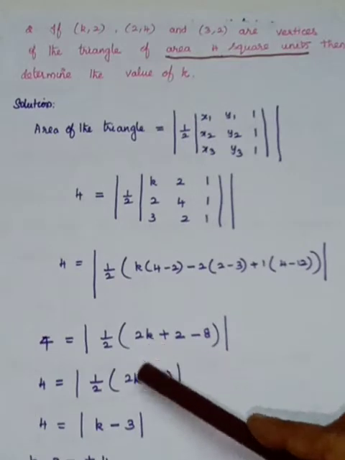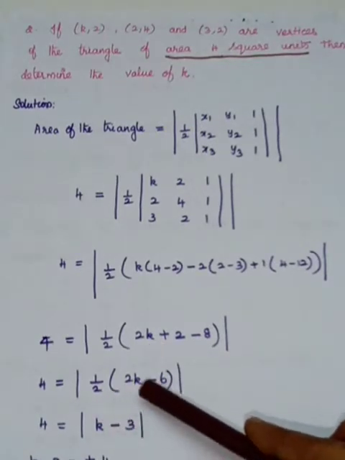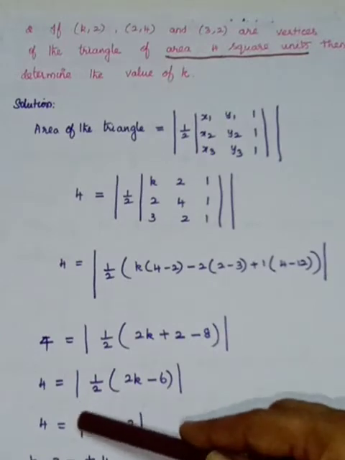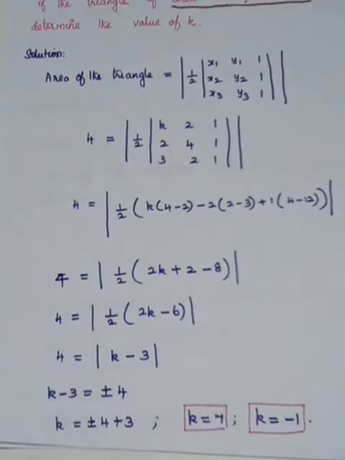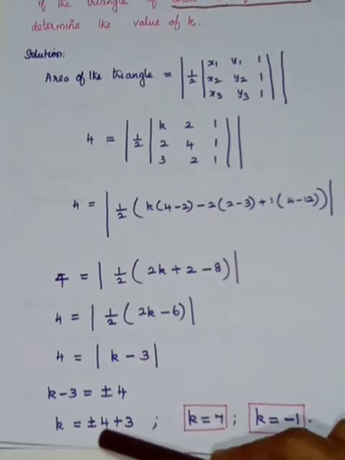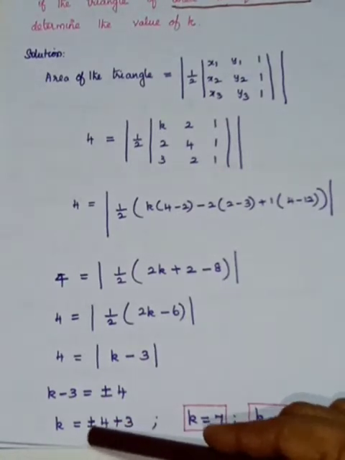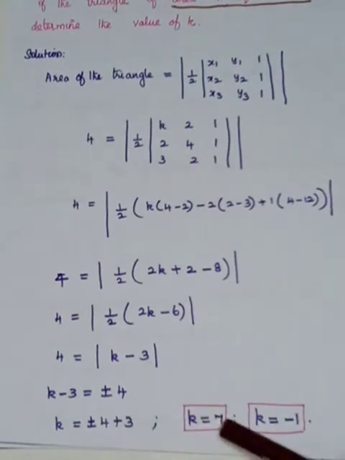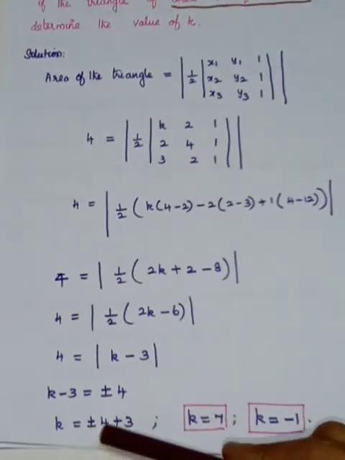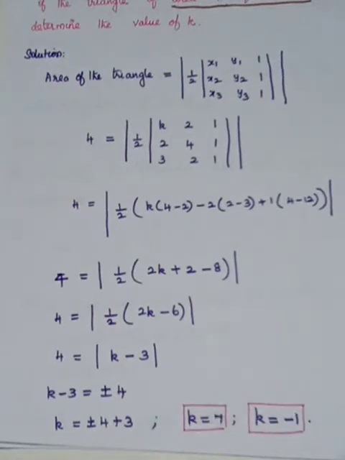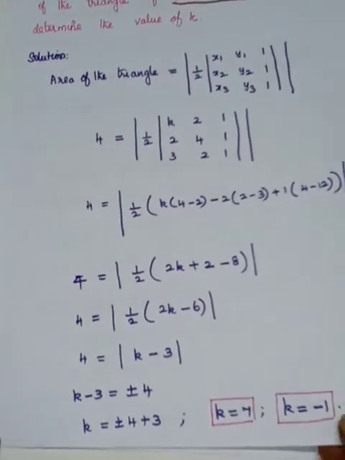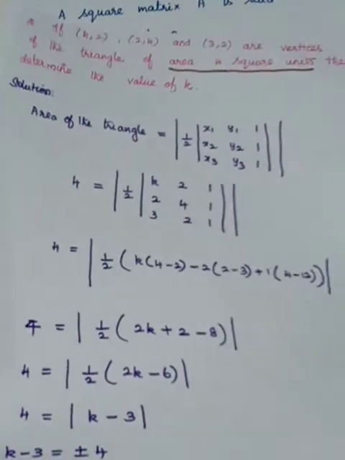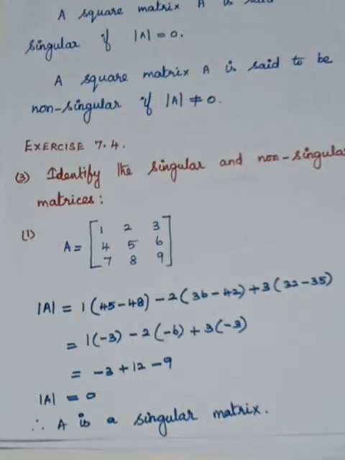So half into 2k minus 6. So if you divide it by half, it is k minus 3. So the modulus of k minus 3 is equal to 4. So if you remove the modulus, k minus 3 is equal to plus or minus 4. So therefore k is equal to plus or minus 4 plus 3. So first you take plus 4. So 4 plus 3 is 7. Next you have to take minus 4. Minus 4 plus 3 is minus 1. So k is equal to 7 and k is equal to minus 1. If you substitute, the area of the triangle is equal to 4 square units.